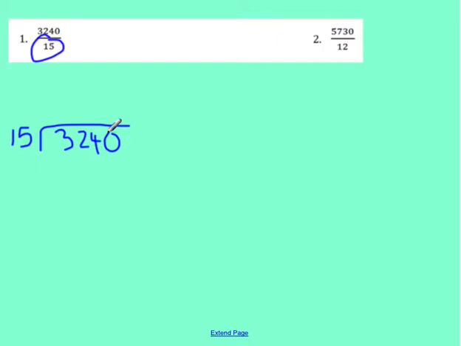Okay, so we have 15. We want to figure out how many times 15 is going to fit into 3. Well, it's not. So since it's not going to fit in, we're going to start looking at 32. So I need to think how many times 15 can fit into 32. Well, 15 times 2 is 30, so it can fit into it twice. So then I'm going to take 15 times 2, which is 30, and then subtract that out. 32 minus 30 is 2. And bring down the 24.